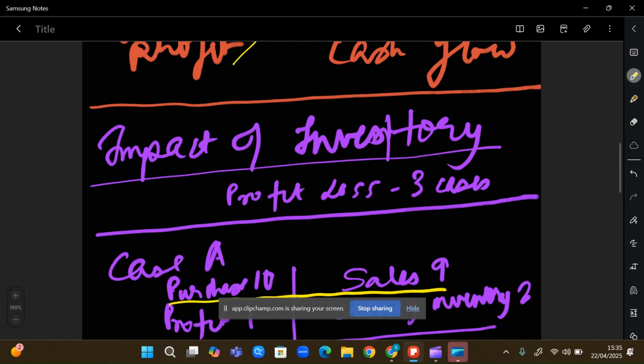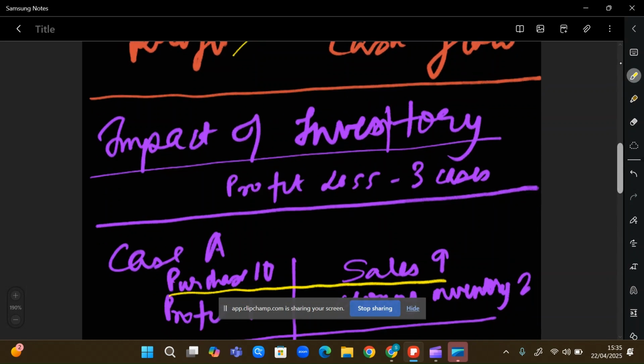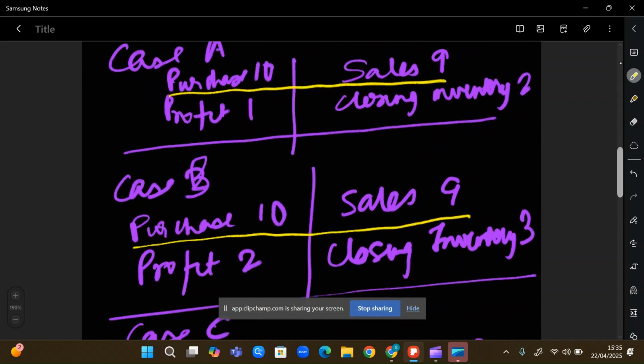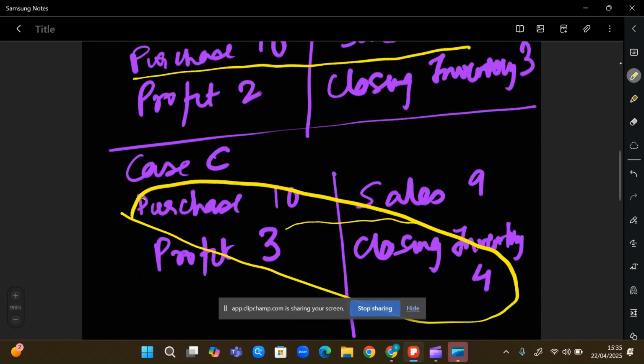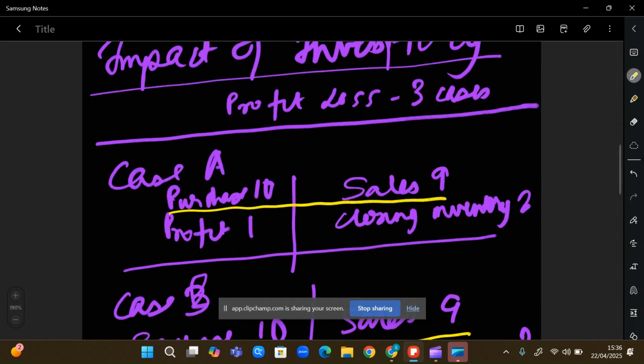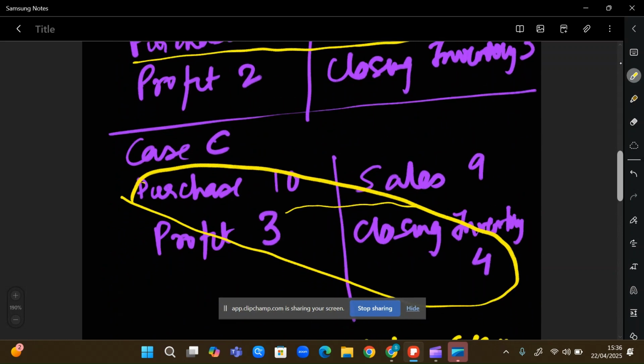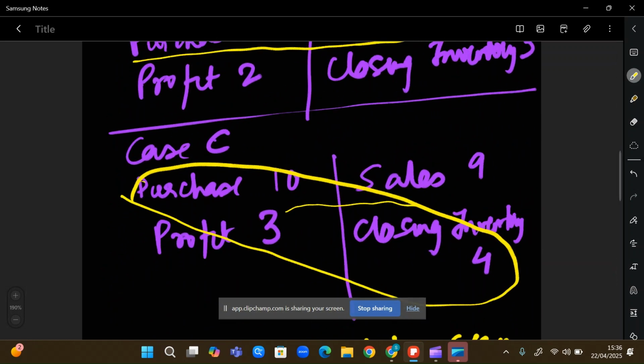Now we will come to the impact of inventory. We will take three cases. In all three cases, the purchase and sales are the same. What is different is the closing inventory. Suppose in the first case the closing inventory is 2, so 9 plus 2 is 11, purchase is 10, profit is 1. In the next case, closing inventory is 3, profit is 2, and in case C, closing inventory is 4, profit is 3.